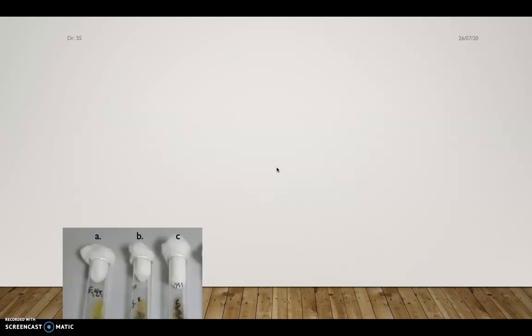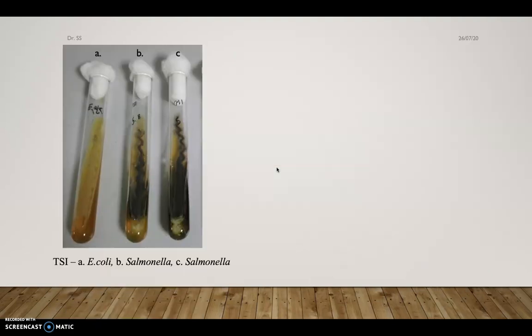Okay, and whatever work we do, we have to do it in triplicate or duplicate. In this, the first one is the E. coli culture streaked in the TSI slant. See, there is no black color observed. These two are the Salmonella cultures. In these TSI slants, the black color was observed due to hydrogen sulfide production, and a crack was also observed due to gas production, and the yellow color represents glucose fermentation.